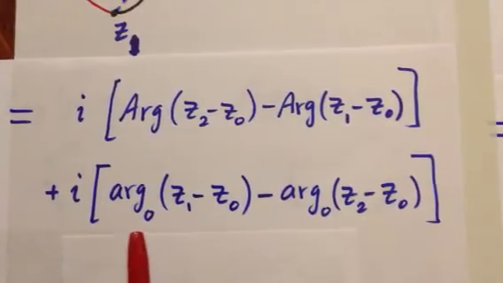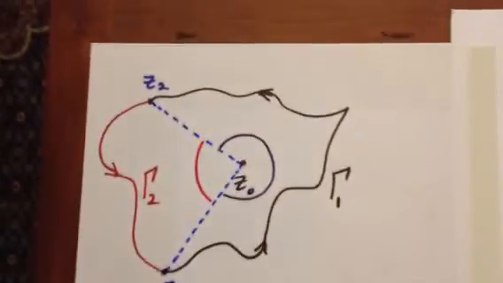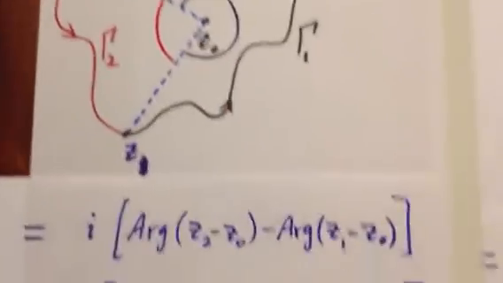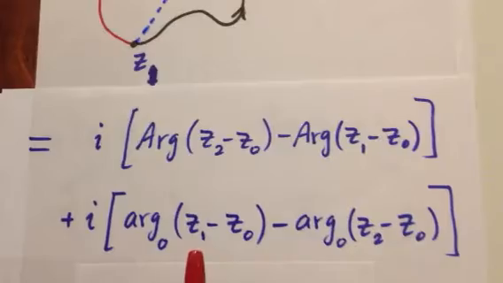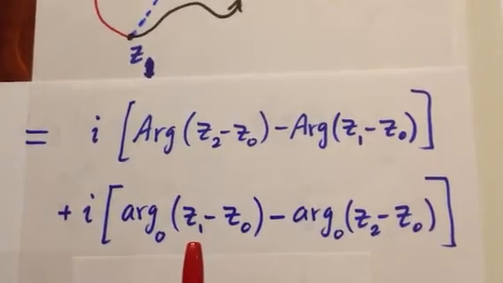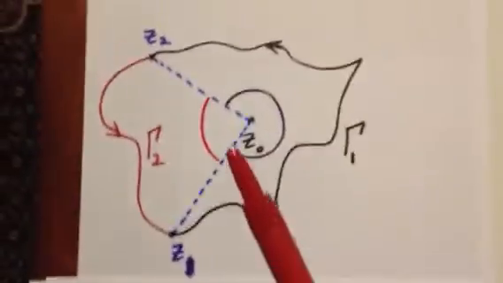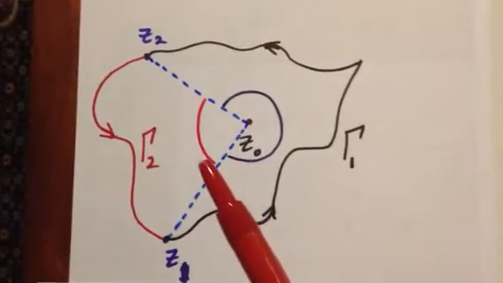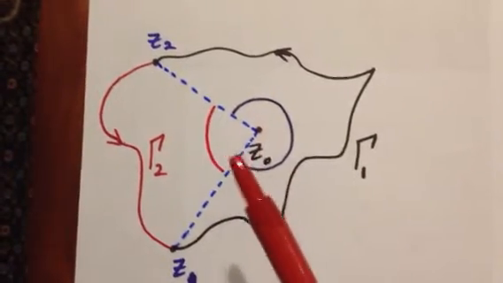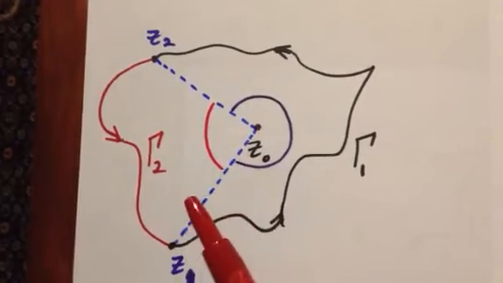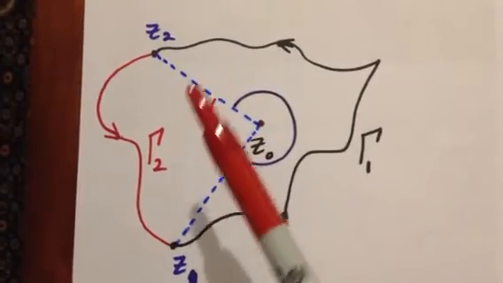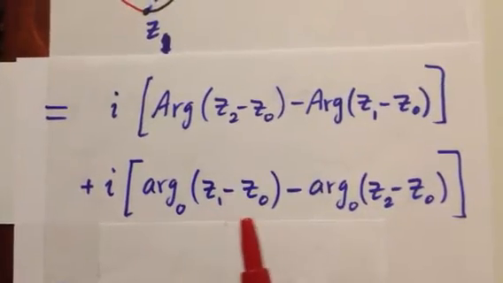Similarly, for arg 0, first you have the argument of z1 minus z0, that would be this one, minus the argument of z2 minus z0. So the difference in that case would be this side, because the bigger one is here minus the smaller one, and the bigger one appears first, z1 minus z0.